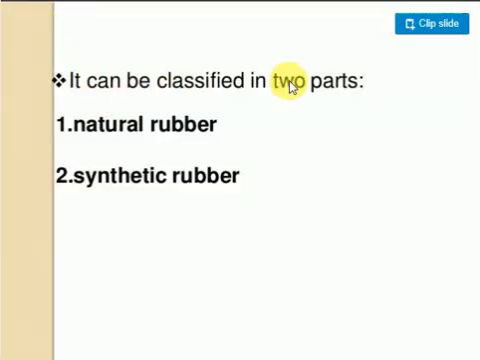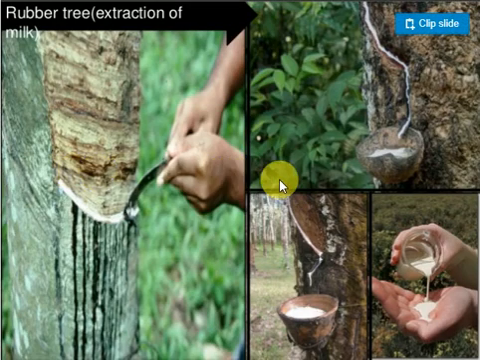So rubber can be classified into two parts: one is natural rubber, the next is synthetic rubber. Natural rubber means the rubber obtained directly from the plant. We discussed this even previously. When we cut the plant, some white liquid comes out.